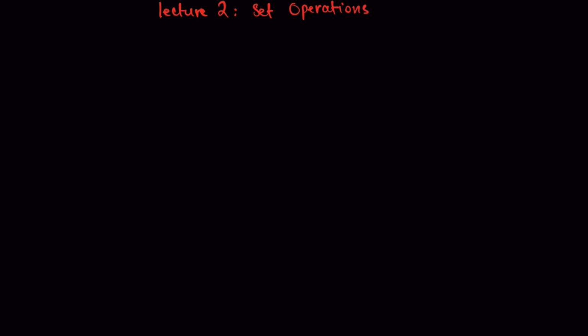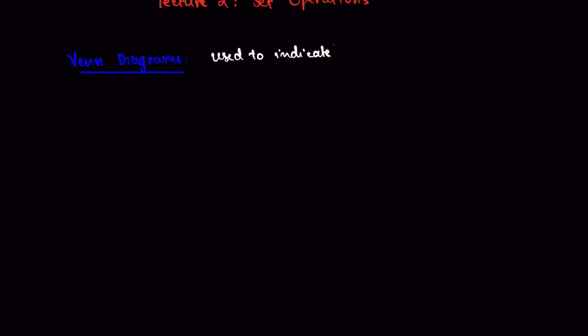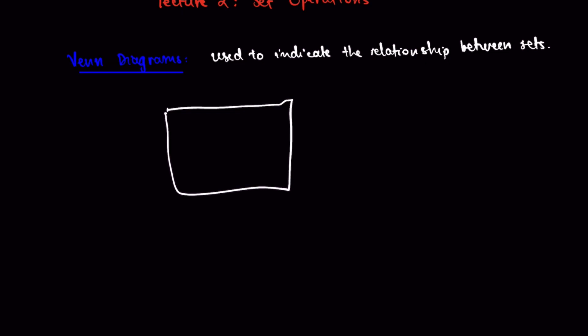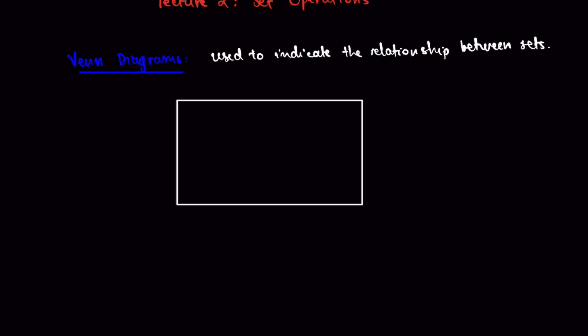Before we dive into the first two set operations, union and intersections, I want to introduce to you Venn diagrams, because sometimes it's a lot easier to describe the set operations in terms of diagrams. So Venn diagrams are used to indicate the relationship between sets. To illustrate the Venn diagram, sometimes we start with a rectangular box like this. And inside this rectangle, you can draw circles to indicate the sets that you want to work with. In this case, I'm just going to use one circle inside.